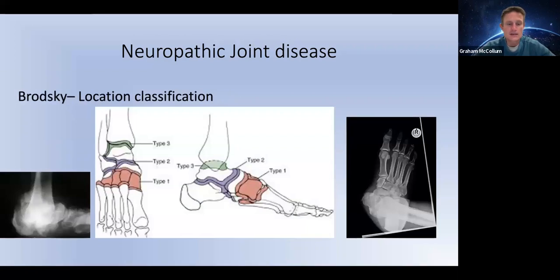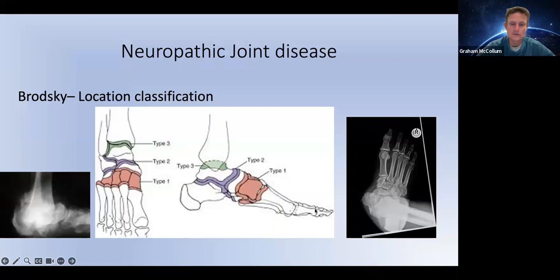The Brodsky classification is also important because it's just an anatomical classification of where the process is occurring. The most common is type one, which is the midfoot Charcot. That's where the midfoot collapses. Type two is the hindfoot Charcot, so that's talonavicular dislocation and the subtalar joint. These ones usually become very unstable and often require quite a complex reconstruction. Then type three is the ankle involvement, and sometimes it's a combination of a type three and a type two.